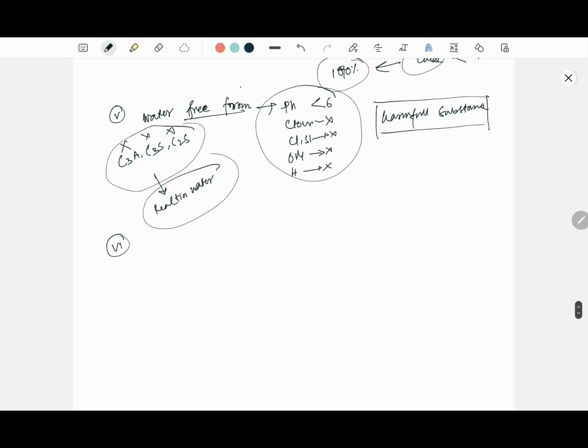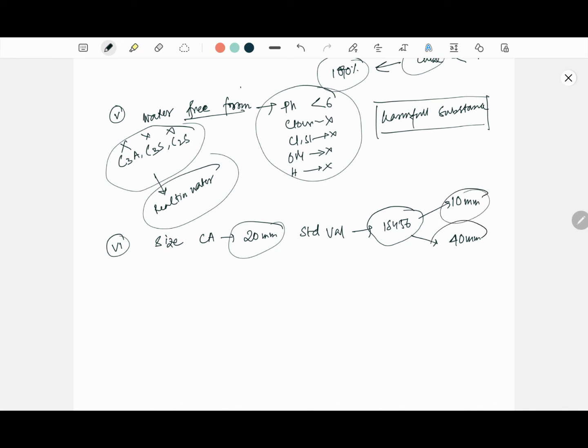Okay, the next point is that the size of coarse aggregate should be 20 mm, and this is the standard value. This is a standard value from IS 456. But in IS 456, they mention another two sizes if required. One is 10 mm, one is 40 mm. So as per the size, strength may change. How do you find it? When you start the mix design, from IS 10262, there you may find the relationship between the size of coarse aggregate and the grade of concrete.